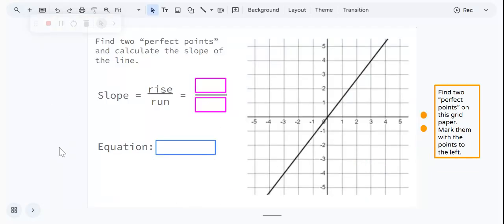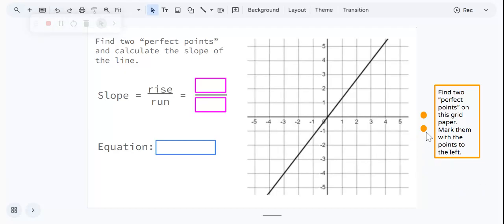All right, so I think we have 9 questions where we have to find 2 perfect points and then calculate the slope of our line. Okay, our slope is our rise over run, but like I said in class, this rise could be a fall depending on whether that's positive or negative slope. And then we're also going to write the equation. There are many perfect points. There's not only 2, but you just need to find 2 that are side by side in order to find your slope. So your 2 that you find might not be the same 2 that I find.